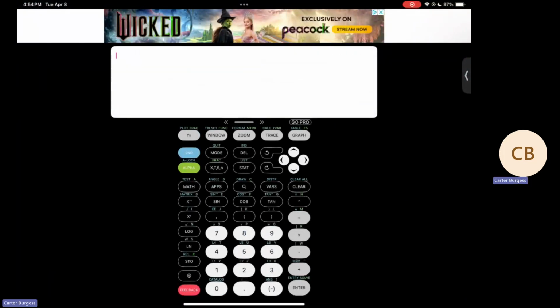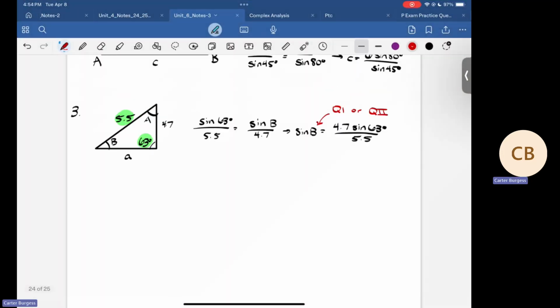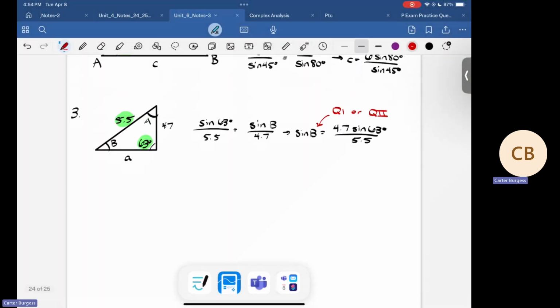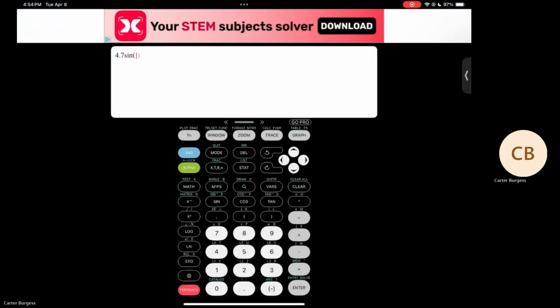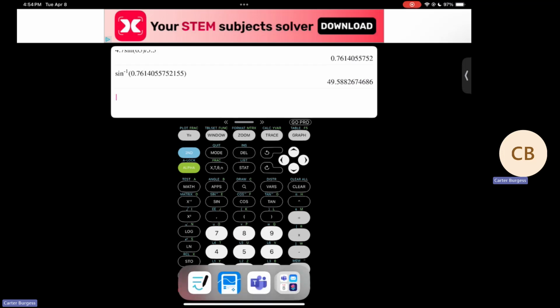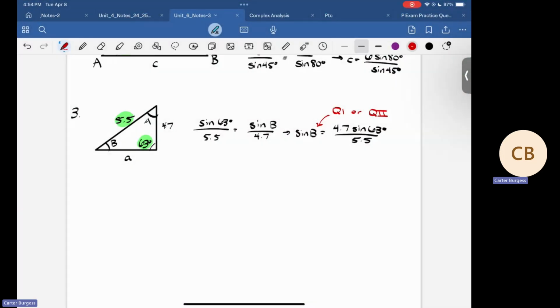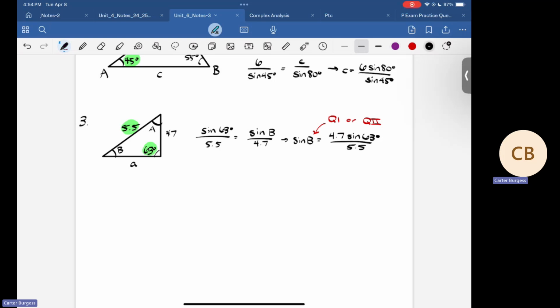So this is going to be, sorry, we said 4.7 sine of 63 over 5.5. Make sure you're in degrees for this. If you got an answer that feels a little bit strange, probably not. And then taking the inverse sine of this in order to get our quadrant 1 angle. This is going to be a 49.59 degree angle. So B here, our first option anyway for angle B, which I'm going to call angle B1, is equal to 49.59.